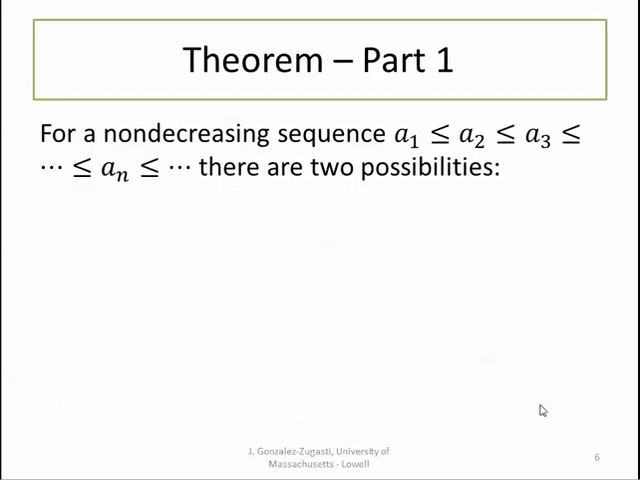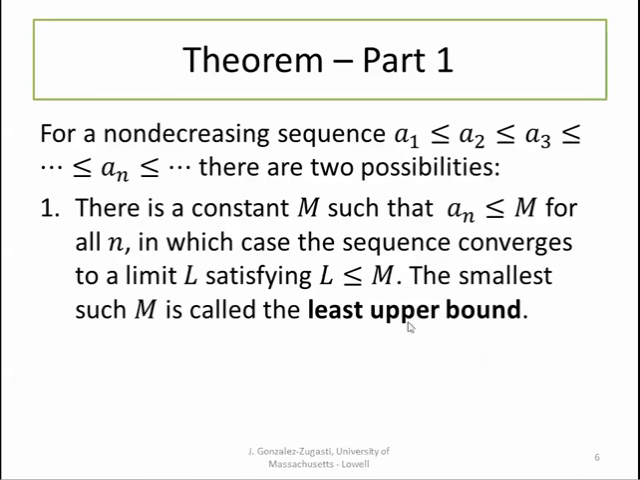So here's a nice little theorem. It says that if we have a non-decreasing sequence, there are 2 possibilities. Either there's a constant m such that a sub n is less than or equal to m for all n, in which case the sequence converges to a limit L where L is less than or equal to m. The smallest such m that you can find is called the least upper bound. So it's the least upper bound on that sequence. My sequence is never going to go above that.